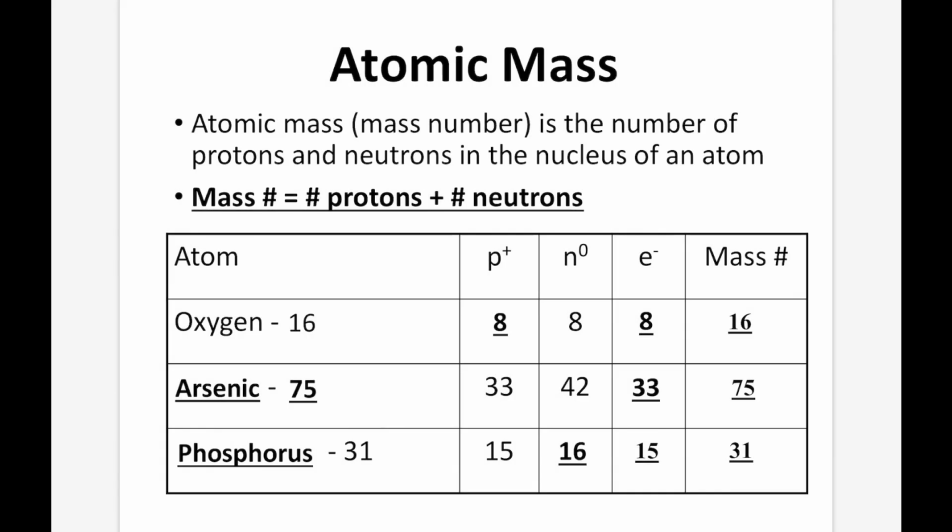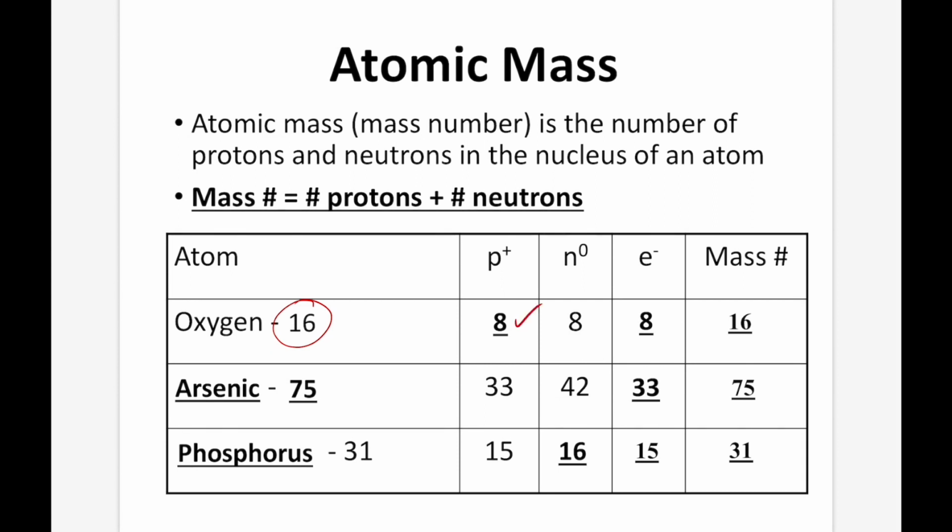Atomic mass. Atomic mass, otherwise known as mass number, is the number of protons and neutrons inside the nucleus of an atom. The atomic mass is going to equal the number of protons and the number of neutrons. We're going to add them together. So for instance, oxygen 16. This 16 here represents the mass. So this is oxygen with a mass of 16.